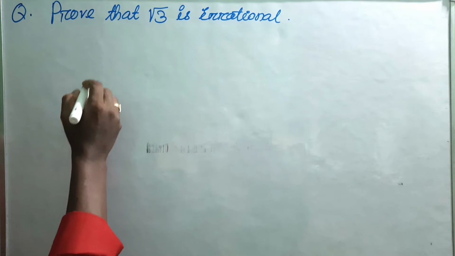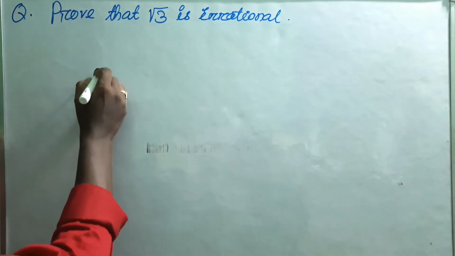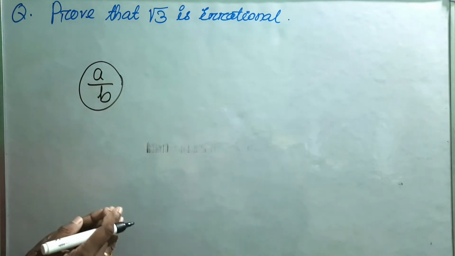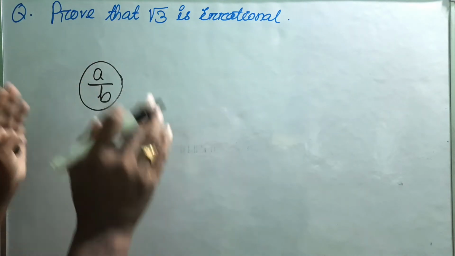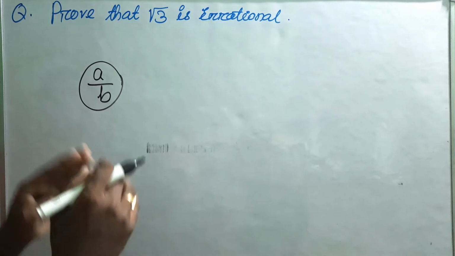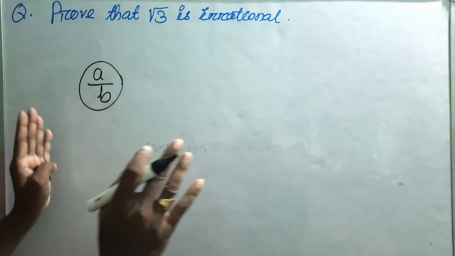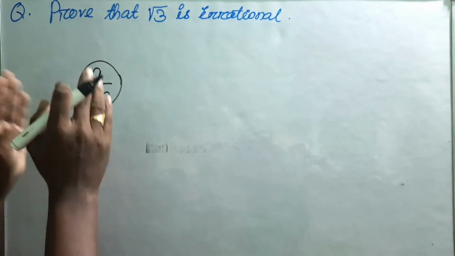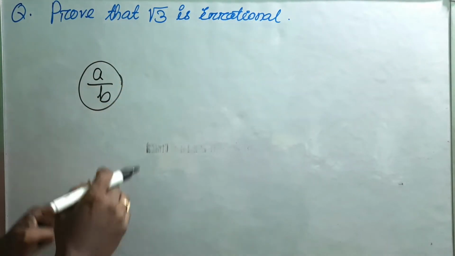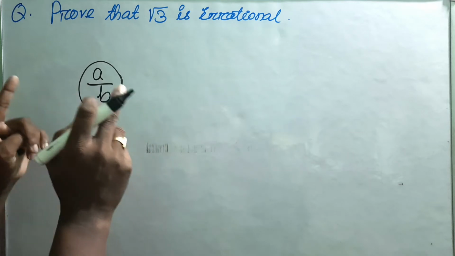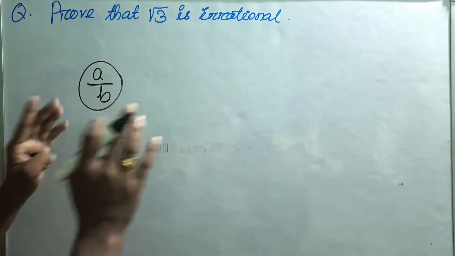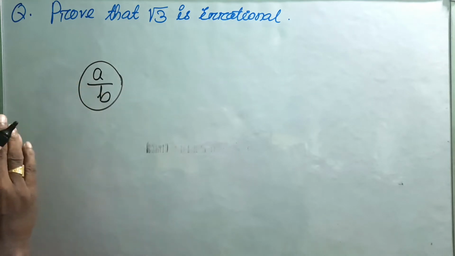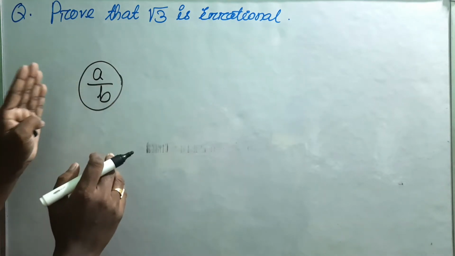So, you know what a rational number is. What is the definition of a rational number? According to the definition, a number which can be expressed in the form a by b. In some books it is given as p by q, you may take p by q or a by b, that does not matter. Now, if a number can be expressed in the form a by b, then it is called a rational number. Am I right? No.